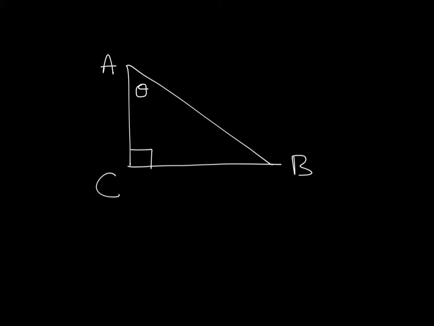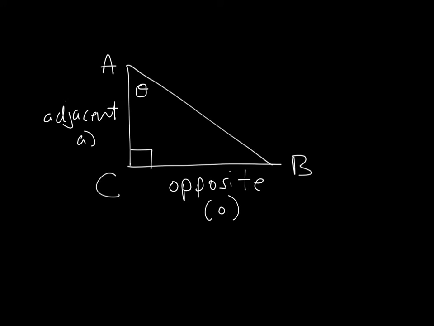Let's put some of that to writing. We'll call this opposite. Most of the time I'll end up just using O for opposite. This will be adjacent, and of course I'll use A for that. And this would be the hypotenuse, and we'll use H.